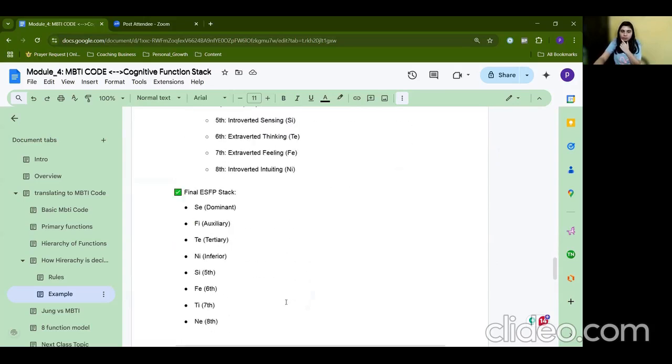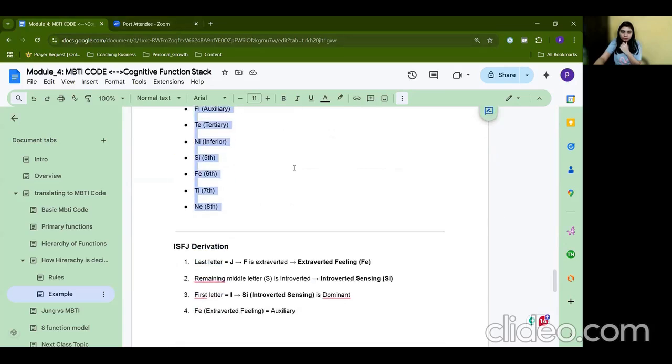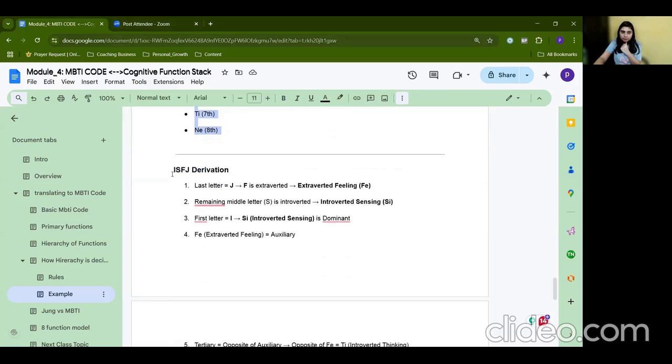Now, final stack would be this, right? Similarly, if we look at ISFJ, here the last letter is J. So J is judging, and it will determine which of the judging functions is extroverted in this personality. The judging function is F versus T. Right now we have an F here. The preference for judgment is feeling.